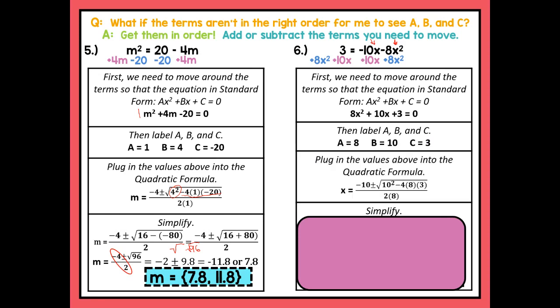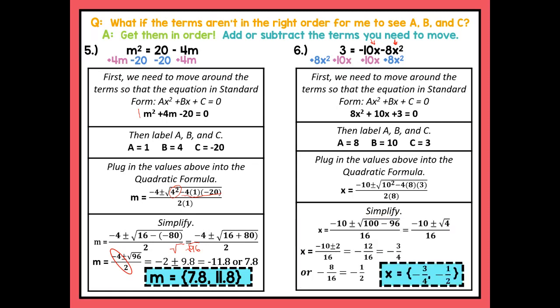Now plug them into the quadratic formula and simplify. You can pause this at any time to check your work or to follow along at your own pace. So after we simplify, we get x could be negative 3/4 and x could be negative 1/2.